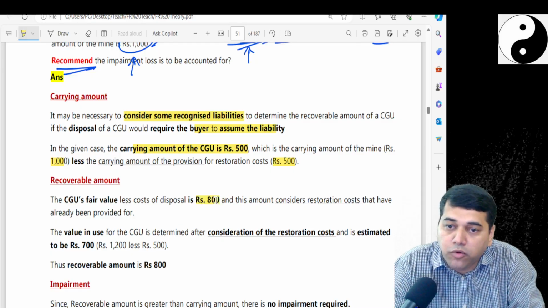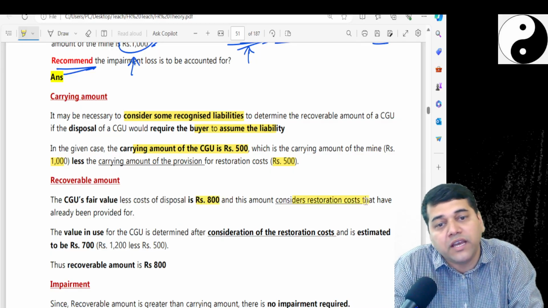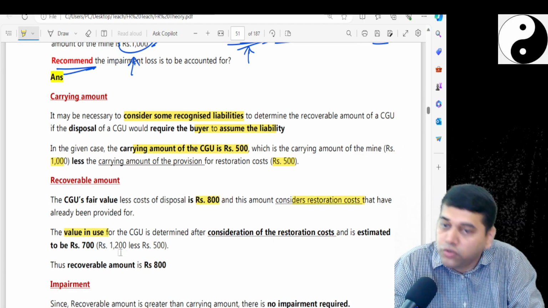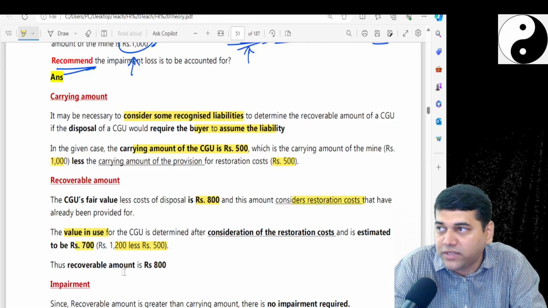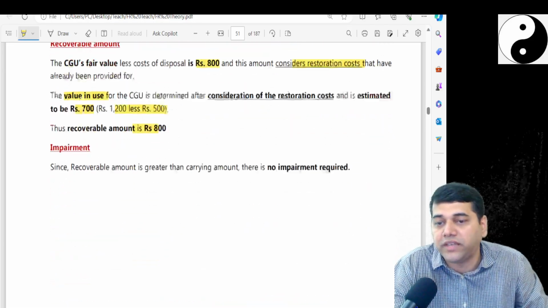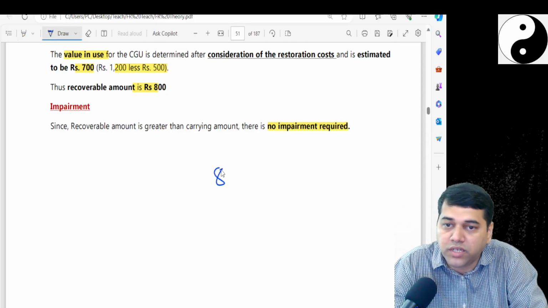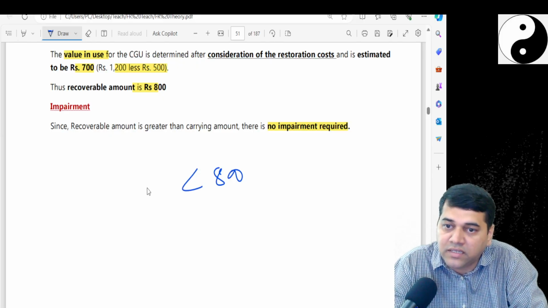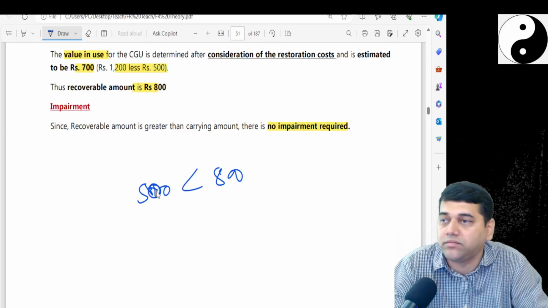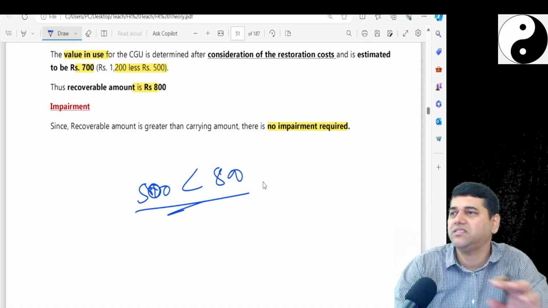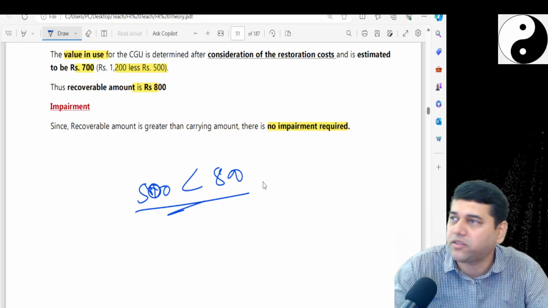Now the recoverable amount is 800 fair value, where they have considered restoration cost, but valuation value in use is not considered. So again you have to minus so that you get the value in use 700. Recoverable amount is 800. Thus there is no impairment because your recoverable amount is greater than your book value. Followed, no? Yes. This is again very low probability that they may ask you, but they may ask, yes.